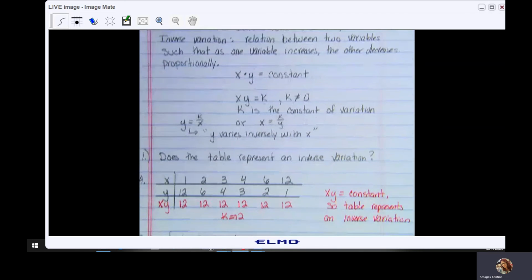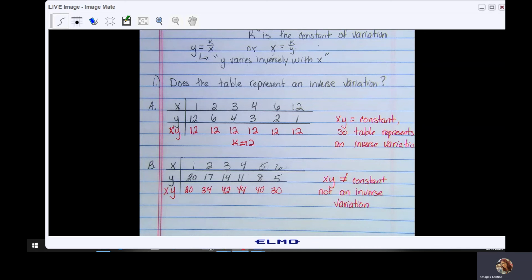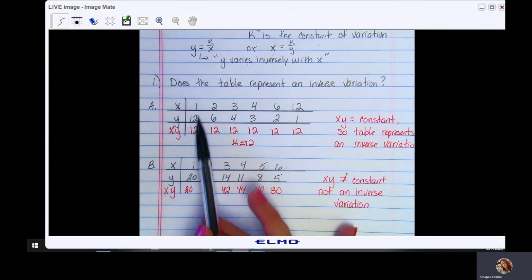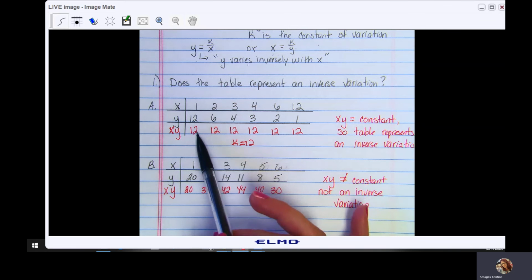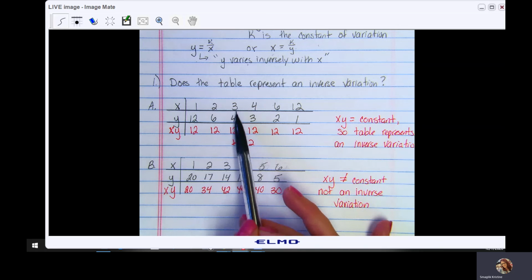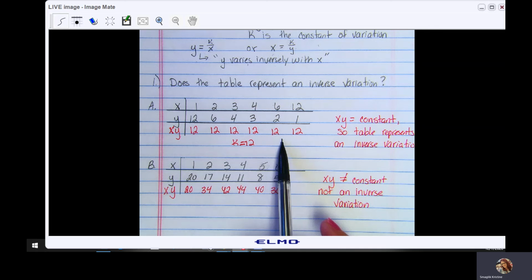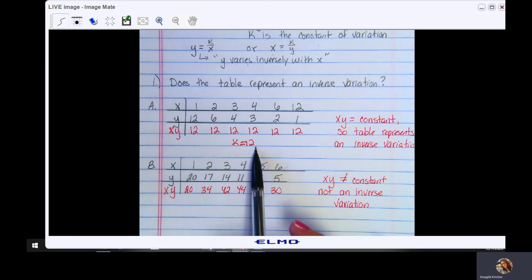Now, let's take a look at these problems. Does the table represent an inverse variation? So if you were just given a table of x and y values, well, x times y gets you k. So if you look at this, every time you multiply x times y, 1 times 12 is 12, 2 times 6 is 12, 3 times 4 is 12, etc. You keep getting a value of 12 out. This is constant. So k is our constant of variation. So this table does represent an inverse variation.